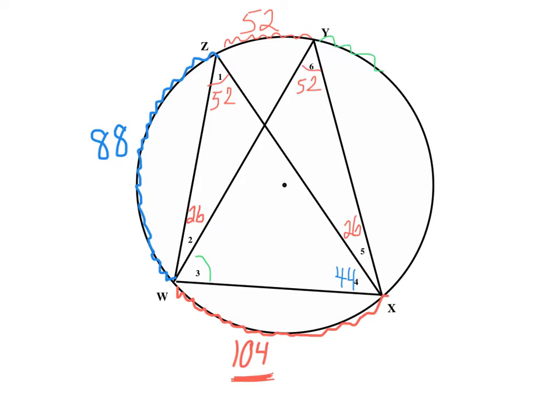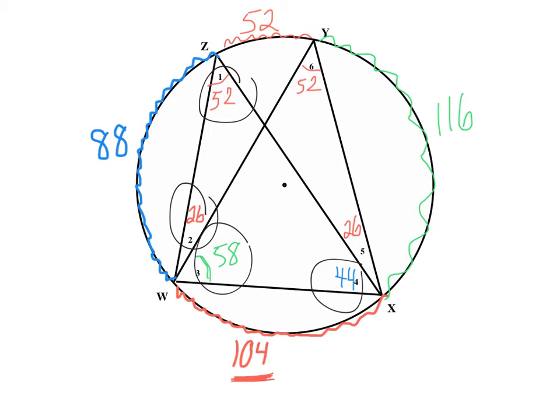So let's clean this up. Now I know that this arc right here is 116 degrees, which tells me angle 3 is going to be half that measure, which is going to give me 58. Now I can go back to my actual questions and answer all of them. I have all my angle measures. Obviously 1 is 52, 2 is 26, 3 is 58, 4 is 44, 5 is 26, and 6 is 52.